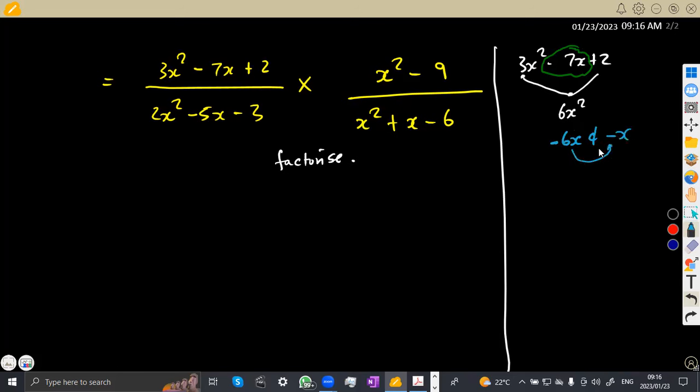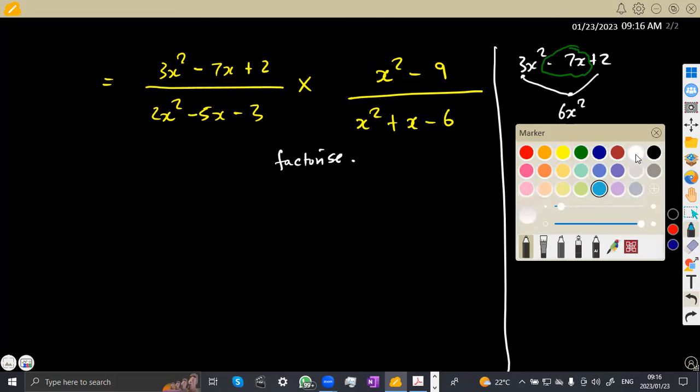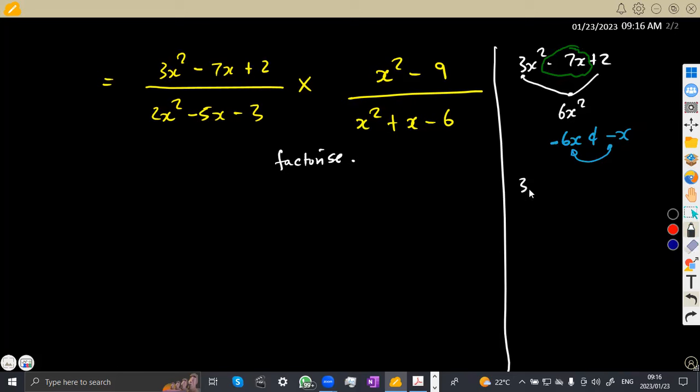If we multiply these two, we obtain 6x squared positive. If we add minus 6 plus minus 1, that's minus 7. So these are the two terms that we are going to replace into the middle term. So it is going to be 3x squared minus 6x minus x plus 2.